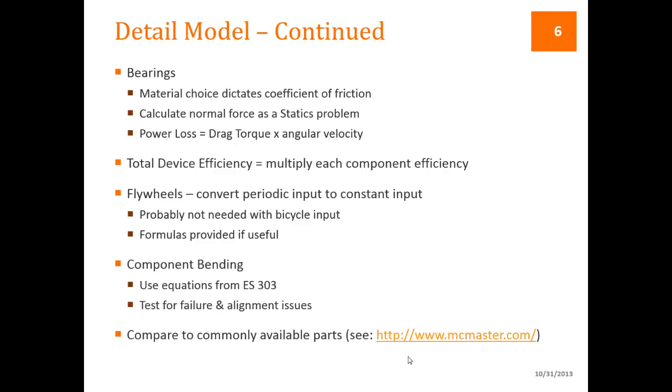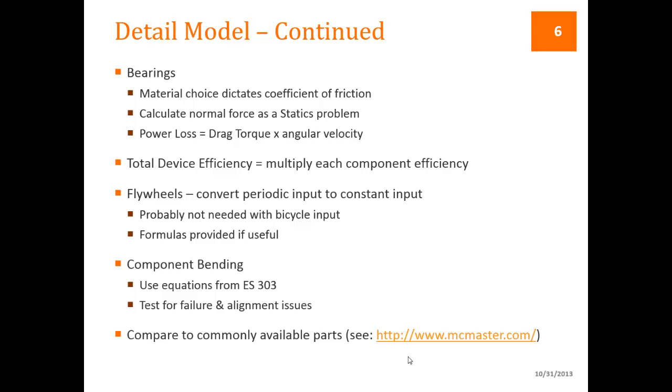Some of you might be looking at using flywheels, which will allow you to convert a periodic input into a constant input. Not necessarily useful for a bicycle input, because you don't really have a periodic input with a bicycle. You have a constant or a continuous input from the two feet that offset each other. But at least one of you is maybe doing a pull drive type setup, which would benefit from a flywheel. Formulas are provided in that document.